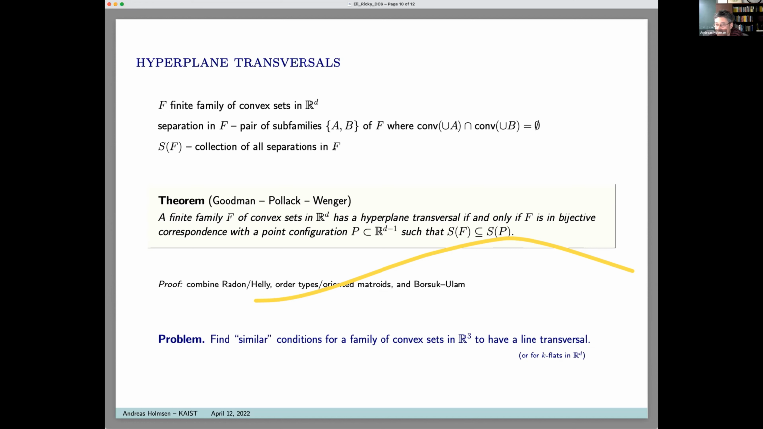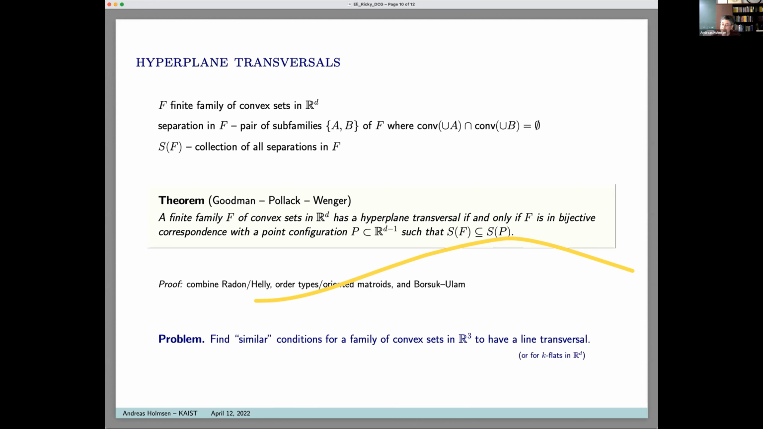And the theorem by Eli, Ricky, and Rephael is that a finite family F of convex sets in R^d has a hyperplane transversal if and only if F is in bijective correspondence with a point configuration P in one dimension lower, such that the separations of F are contained in the separations of P. Meaning, whenever I see a separation among sets in F, if I go to the corresponding points, I should see the same separation there. And this is the necessary condition for a hyperplane transversal.